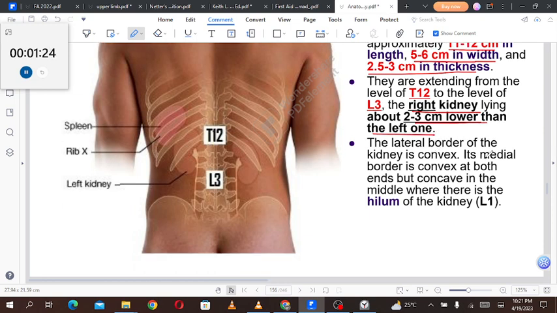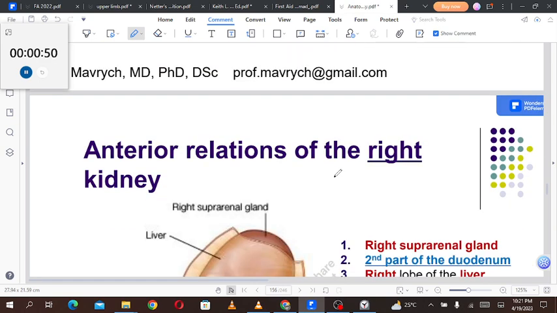The lateral border of the kidney is convex. The medial border is convex at both ends, but concave in the middle where there is the hilum. It is concave only at the hilum. So the lateral border is convex, and the medial border is convex at the ends, but the hilum is concave. The hilum of the kidney is at the L1 position.